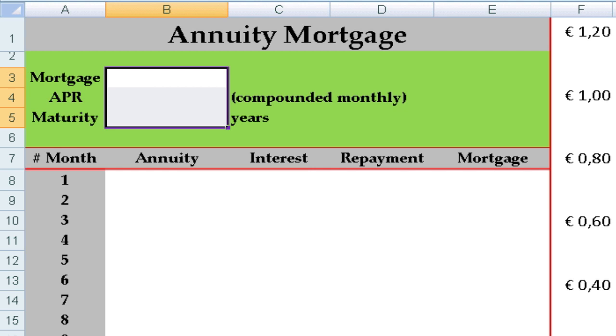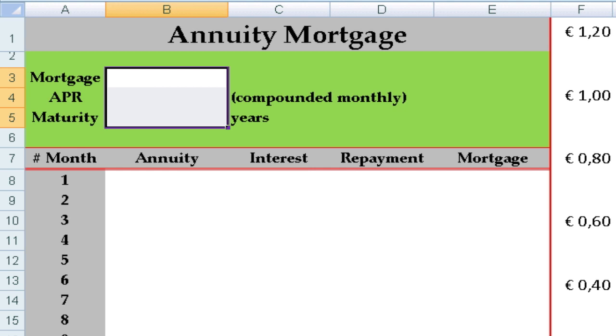So linear mortgages had it as a prime feature that the repayment on the mortgage is constant over the complete maturity. So let's say within 30 years, each month we're going to repay the same amount to redeem the mortgage. Annuity mortgages are somewhat different.